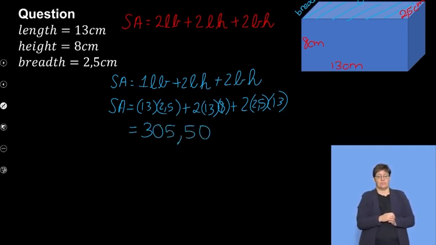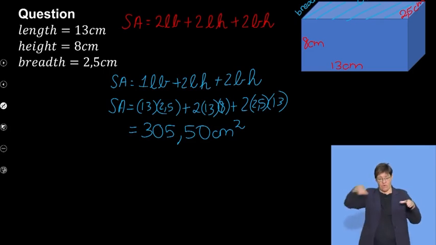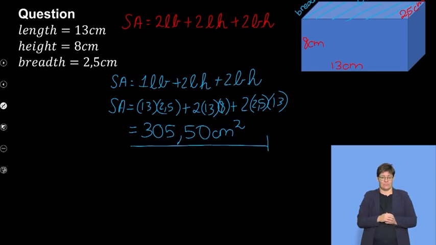So this is 305,5, you can say 50 if you want to, centimeters squared. So this accounts for the whole surface area of this particular rectangular prism, where I have excluded the area of the top rectangle, and that gives me a total of 305,50 centimeters squared.